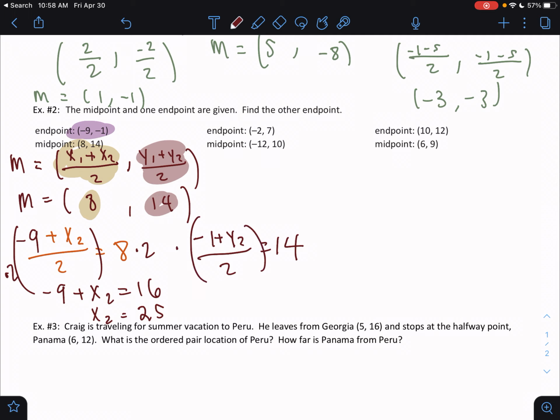Here, multiply both sides by 2 again. So those cancel out, and I get -1 plus y2 equals 28. Add 1 to both sides, so y2 equals 29. So our end point, we need to write this in point form, is 25, 29.